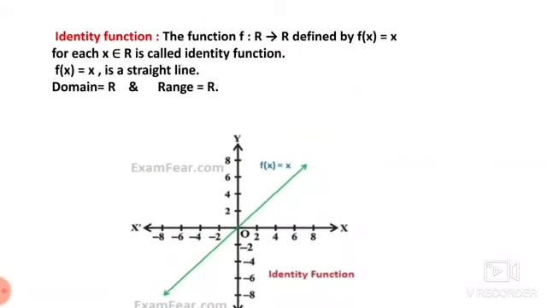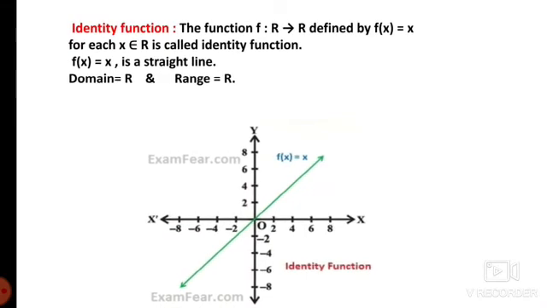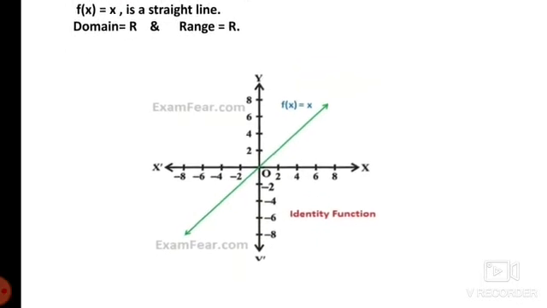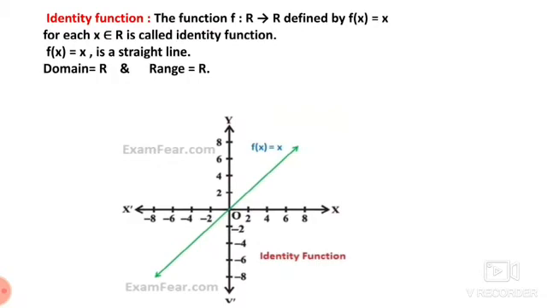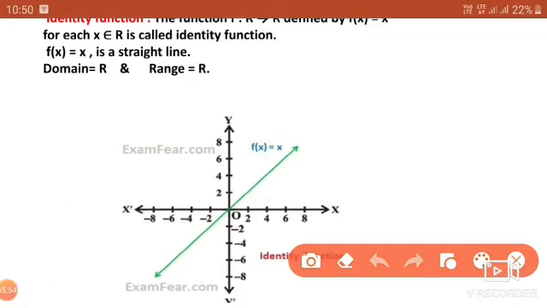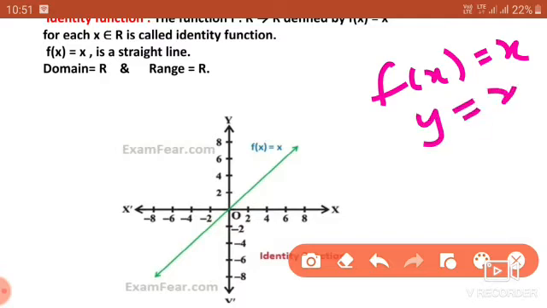What is an identity function? A function f from R to R defined by f of x equal to x, for each x belongs to R, is called an identity function. Now see, suppose you take f of x equal to x. Suppose I take this f of x as y, and this is equal to x.